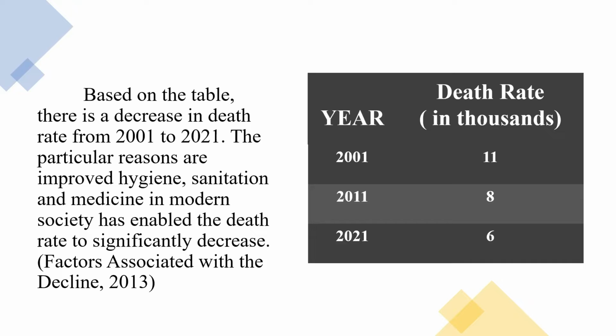Next one is the death rate. Based on the table, there is a decrease in death rate from 2001 to 2021. The particular reason is that improved hygiene, sanitation, and medicines in modern society have enabled the death rate to significantly decrease.